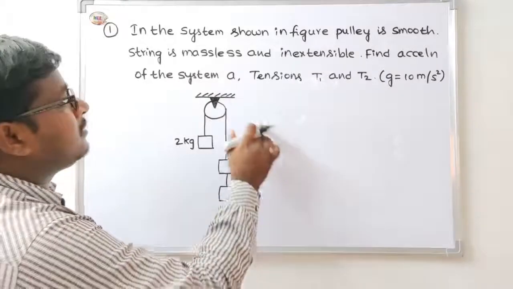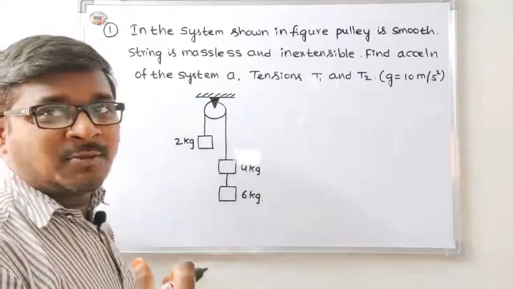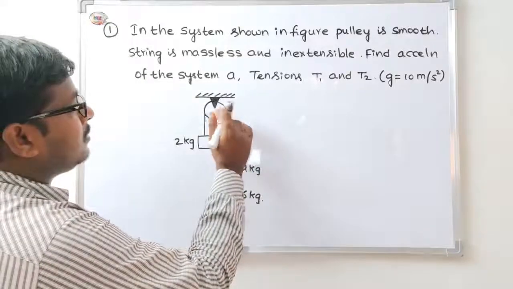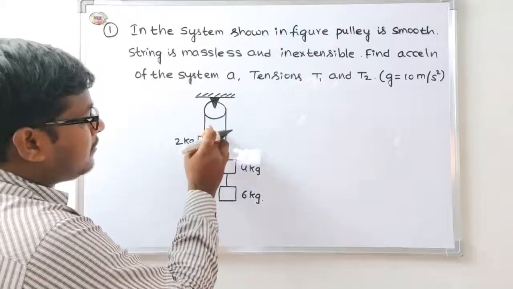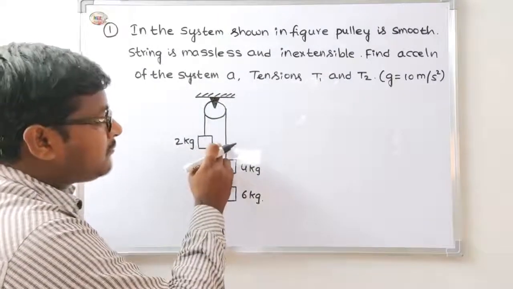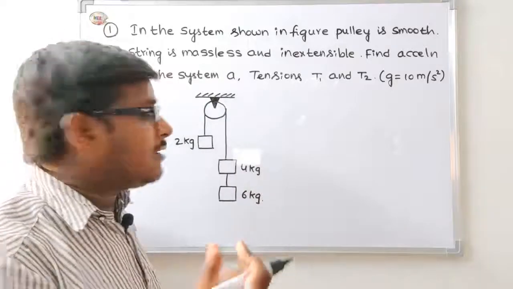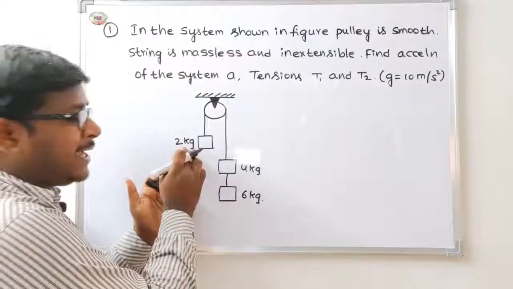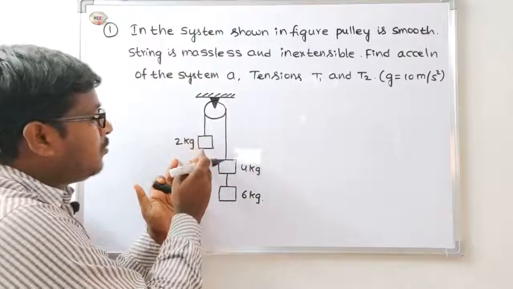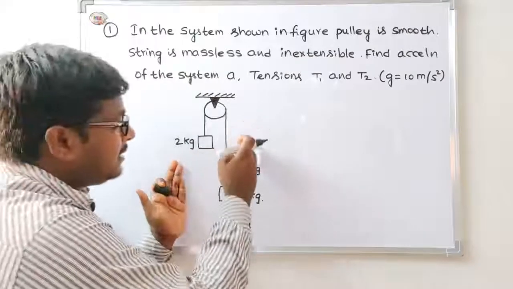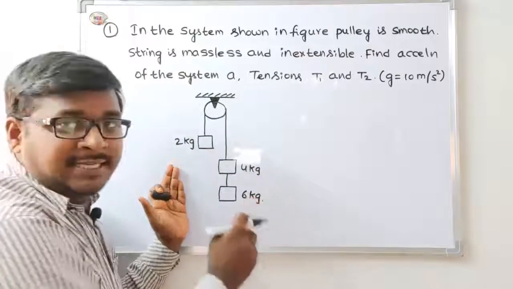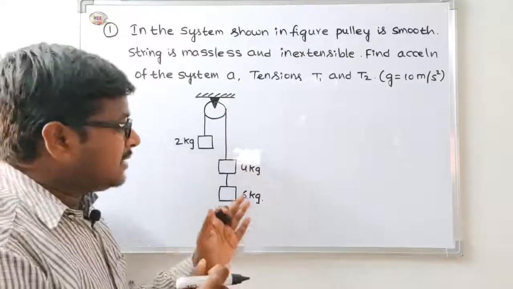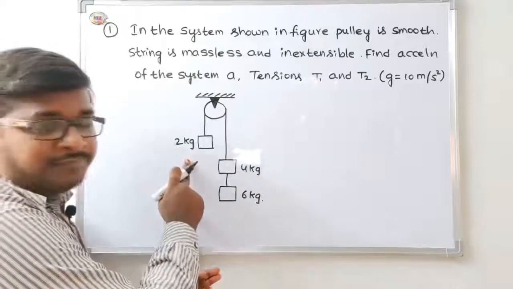Here, according to Newton's second law, F is equal to ma, force is equal to mass into acceleration. Here, find the net pulling force. On one side, only one block of mass 2 kg is connected to the string. On the other side, two blocks of masses 6 kg and 4 kg are connected. This is 6 plus 4, that is equal to 10 kg.